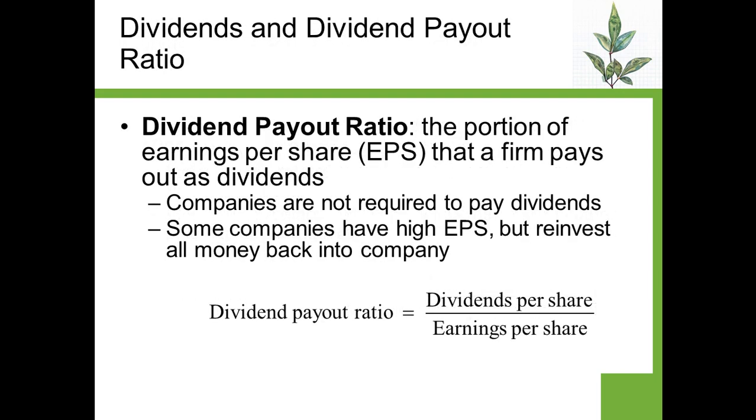Next is dividend payout ratio. Most organizations do not pay all dividends to the investors, and part is reinvested in the organization. Some organizations pay 50% of the dividend to the investors, and 50% is reinvested in the organization as capital gain. And some organizations pay 100% dividends to the investors, and there is no remaining amount to reinvest in the organization for the purpose of capital gain. So it's called dividend payout ratio, the portion of earnings per share or EPS that the firm pays out as dividend.